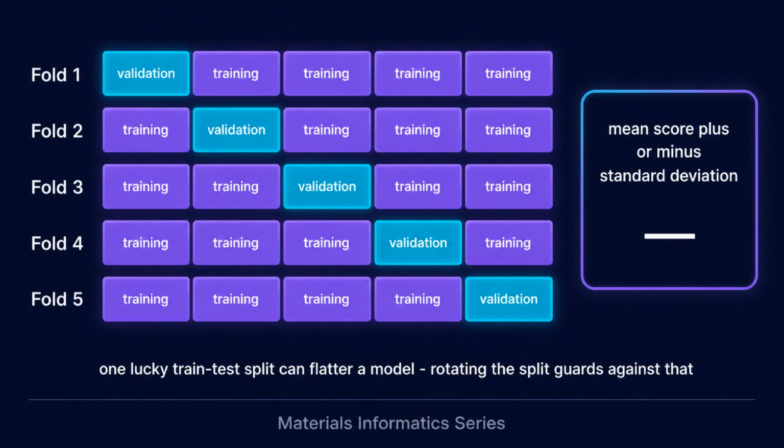To ensure our results are reliable, we use 5-fold cross-validation. We split the training data into 5 folds, train on 4 and validate on 1, rotating through all combinations. The mean CV score with confidence interval tells us expected performance on new data. This guards against overfitting to a single train test split.